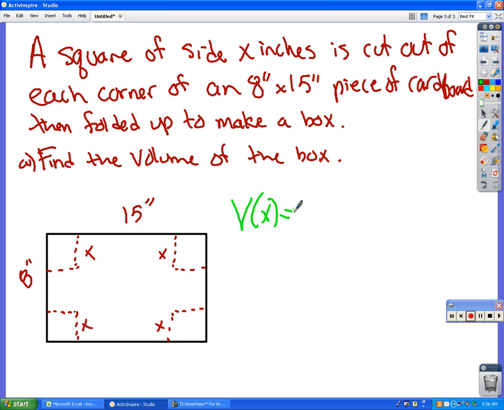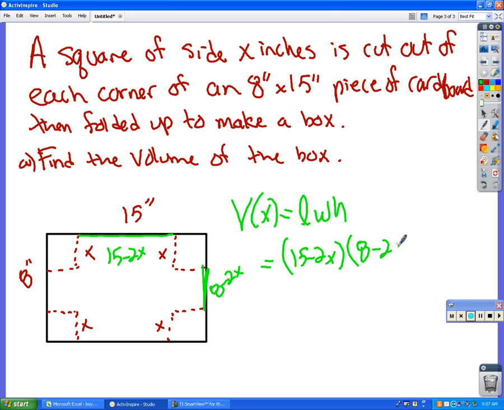So what's the general equation for the volume of a rectangular solid? Length times width times height. Okay, so in this problem right here, what will the length of our box be when we fold those up? 15 minus 2x, yeah, right? Because you're going to take away these two pieces right here, each with a length of x. So the length will be 15 minus 2x. What will the length of this be right here? 8 minus 2x, okay? So that would be the width of the box.